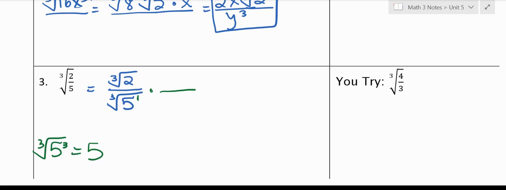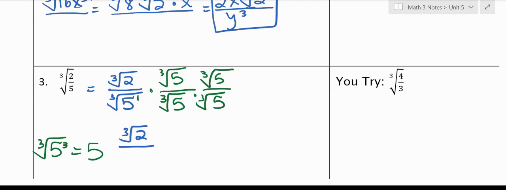So if I have 5 to the first, I'm going to multiply it. It's almost like you're doing it 3 times, but we actually wouldn't want to really do it 3 times. It's really the same as if I multiply the top and bottom by the cube root of 5 to the second. It's like I have to do 2 extra ones to finish that third.